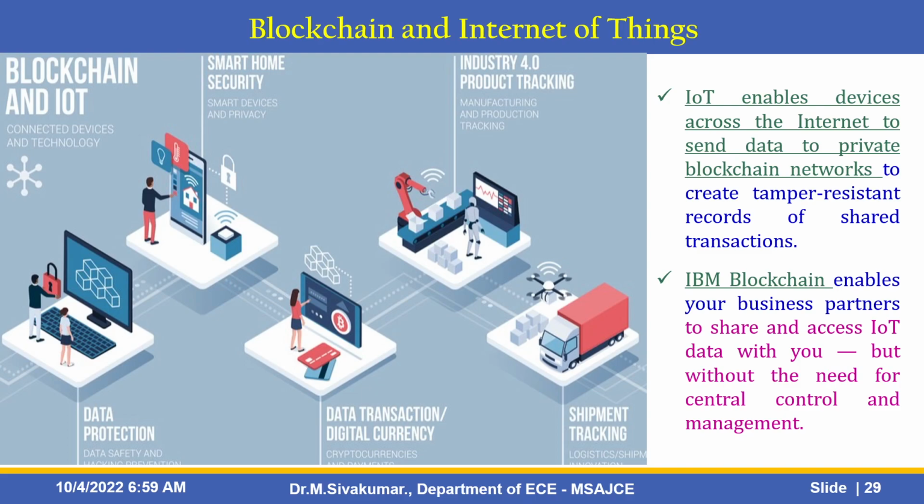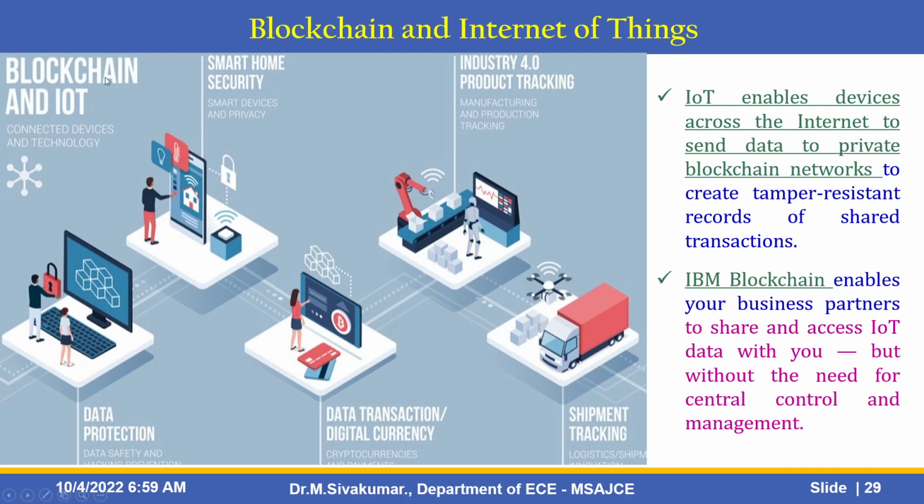For example, in blockchain and internet technologies, IBM blockchain technology enables your business partners to share and access IoT data with you, but without the need of any centralized control or centralized management. This is the important fact of blockchain technology with IoT.